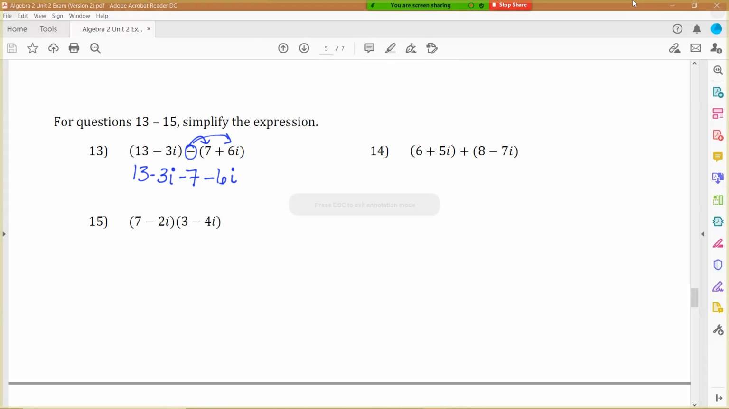And now we want to combine like terms. When I combine like terms, I'm going to take 13 minus 7 to get 6. Negative 3i minus 6i is the same as negative 3x minus 6x. Negative 3 and negative 6 combine to give you negative 9. The i just hangs out with it. So this is your final answer.